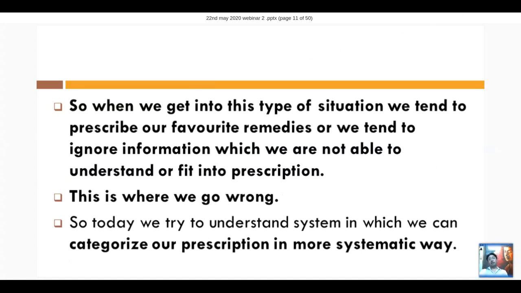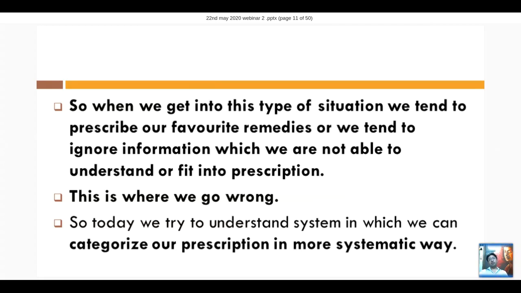When we get into this type of situation, we tend to prescribe our favorite remedies, or we tend to follow a favorite system. And we tend to ignore information which we are not able to understand or fit into the prescription. This is where we go wrong. My sir, Dr. Dinesh, always said: the bit that does not fit is the key to the case. Again repeating, the bit that does not fit is the key to the case.